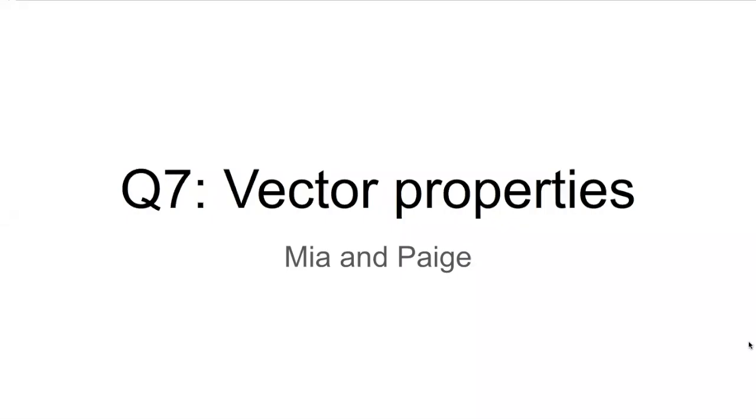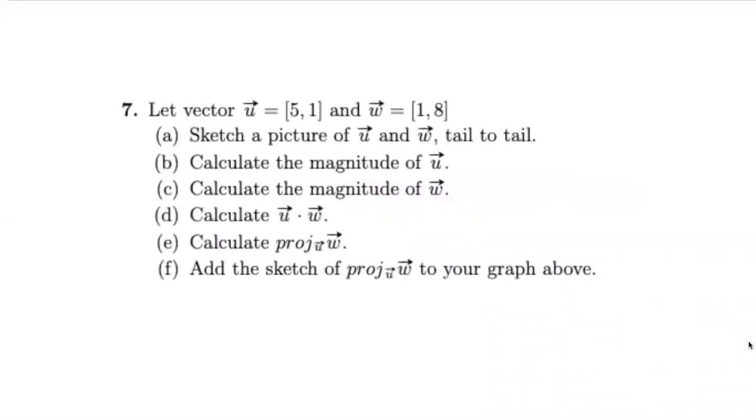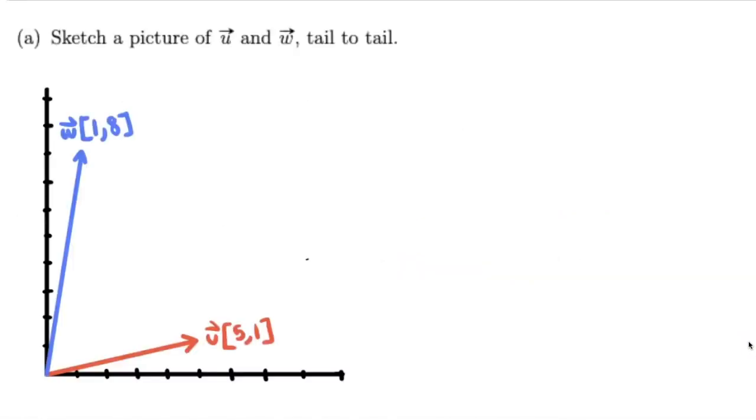Okay, so we will be presenting question 7, which is about vector and vector properties. Let vector u equal 5, comma 1 and vector w equal 1, comma 8. There are 6 parts to this question, and first we'll draw a diagram. So here's a diagram of u 5, comma 1 and w 1, comma 8.